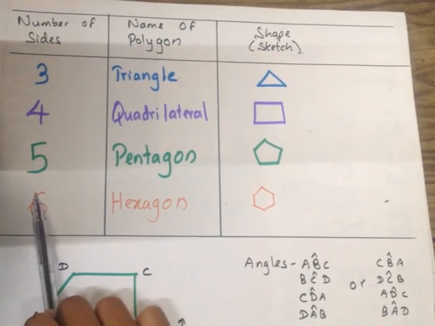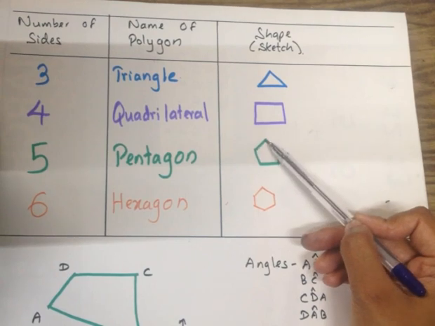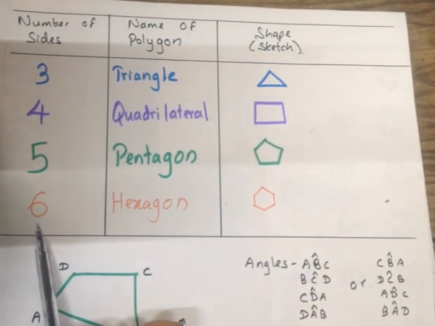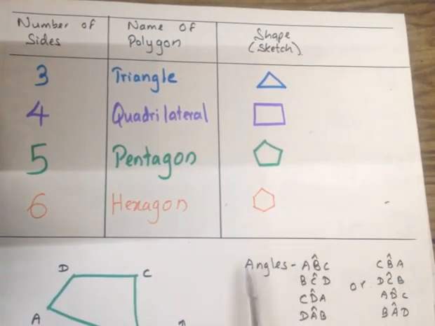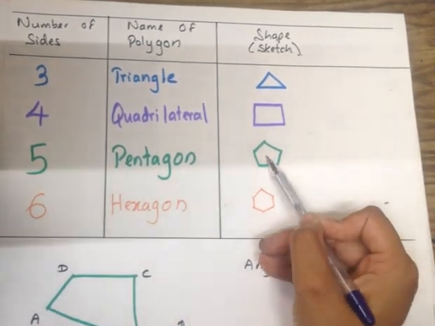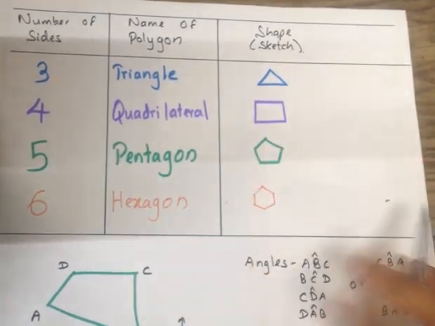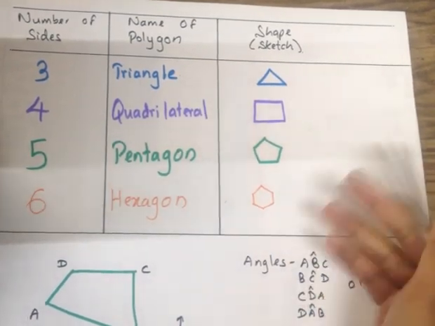When there are 5 sides, we call it a pentagon. And here you can see 1, 2, 3, 4, 5 sides. When there are 6 sides, we call it a hexagon, and this is just an exemplary figure. Actually, this is not the accurate figure. You can draw any type using 5 sides. Here 6 sides. You can draw any shape.